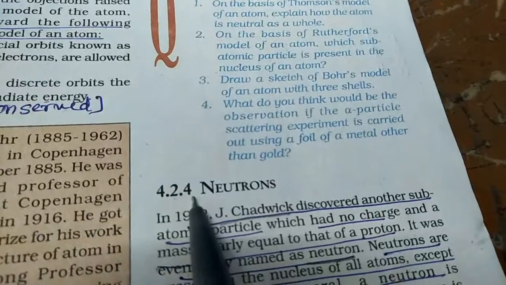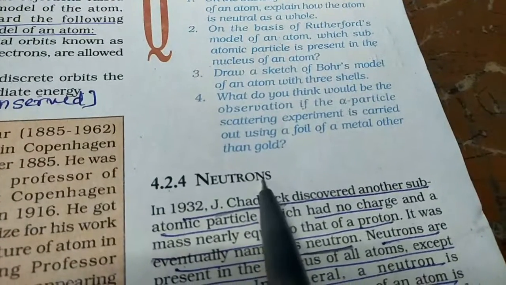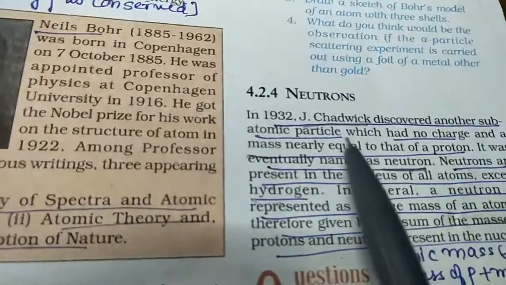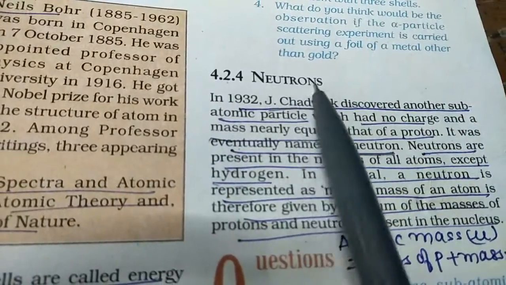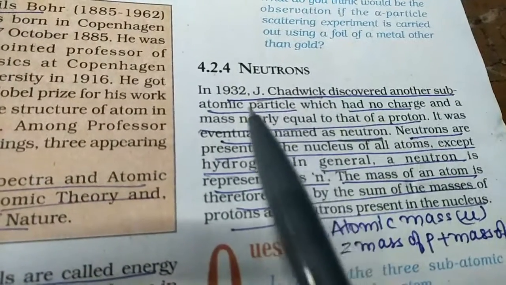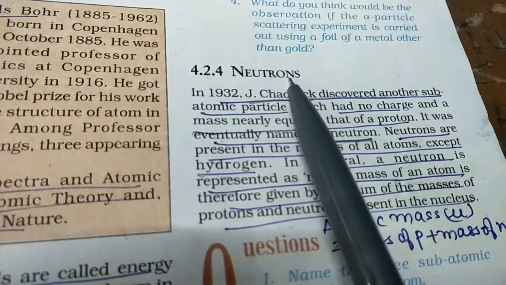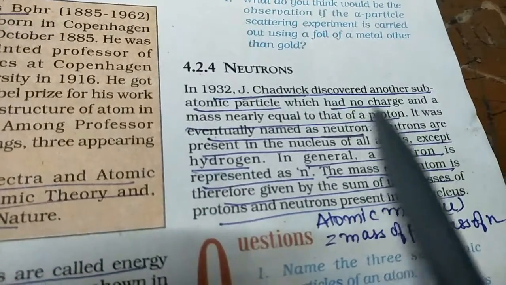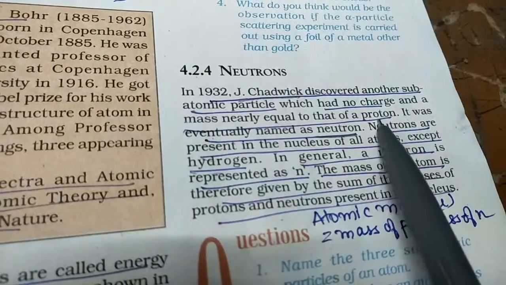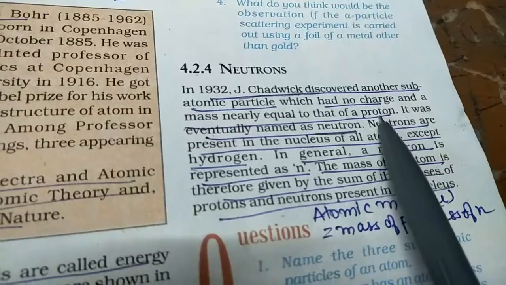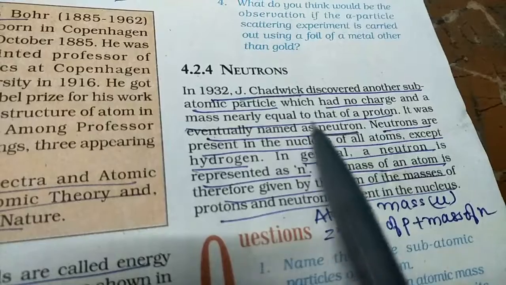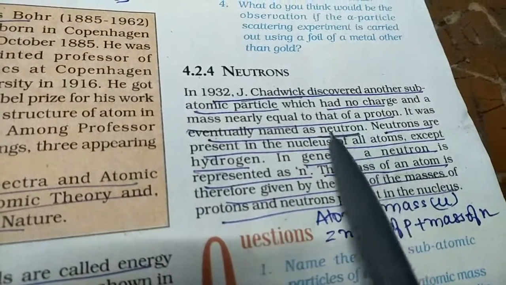The next subatomic particle was the neutron. We have already seen protons and electrons. Now let us go for the next subatomic particle, the neutron. The neutron was discovered by James Chadwick. This particle did not have any charge, so no charge. But the mass was equal to that of a proton, and we have seen a proton is 2000 times heavier than the electron. That means proton and neutron have quite a mass. And it was named the neutron.